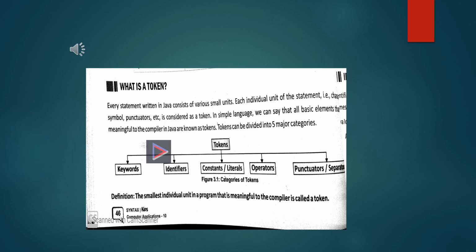And these tokens are divided into 5 major categories. Look at the diagram. This diagram consists of the tokens: keyword, identifier, constant, literals, operator, punctuator, separator. All these are called tokens. So the smallest individual unit in a program that is meaningful to the compiler is called a token.